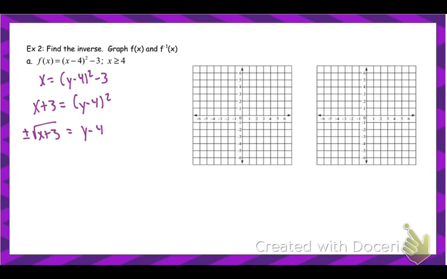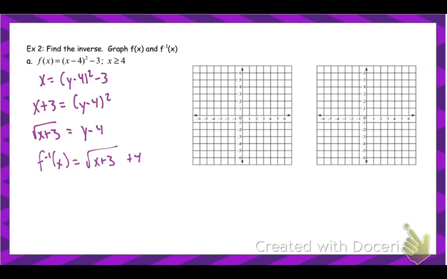But it's not going to be both in this case, because look at your original function. Your original function had a restriction: x is greater than or equal to 4. The original function's domain is going to be the range of the inverse. So since this inverse is going to have a range of y is greater than or equal to 4, it's not going to be both the positive and negative square root. It's only going to be the positive square root. So my inverse here would be the square root of x plus 3, plus 4.